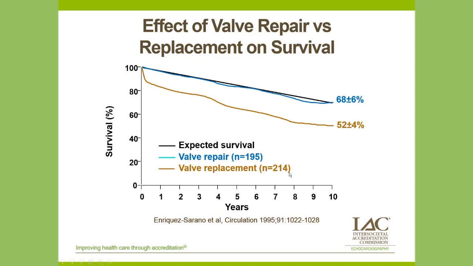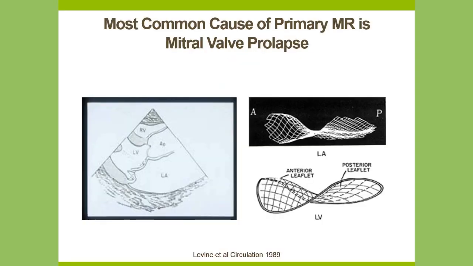But if you have a valve replacement, you have an early drop in survival due to perioperative mortality, and you don't live as long as you would with a repair or if you never had MR in the first place. So this is one of the reasons why valve repair is recommended over replacement. And again, if you're doing the echo, you need to know, is this valve repairable or is it not repairable? What is the mechanism? Because some mechanisms are repairable, others are not. So you need to show that.